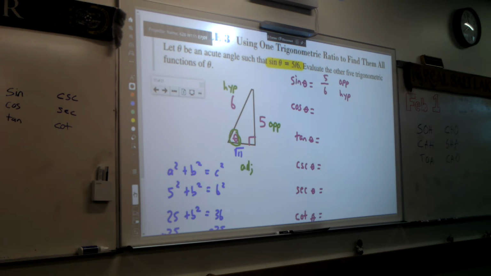Okay, Edgar, start us out. How did you do cosine? Great. Let's go to Ariana for tangent. Great. And then Christian, what about cosecant? It's 6 over 5. Yes, sir. Amber, secant. Great. And then cotangent, Isabel.